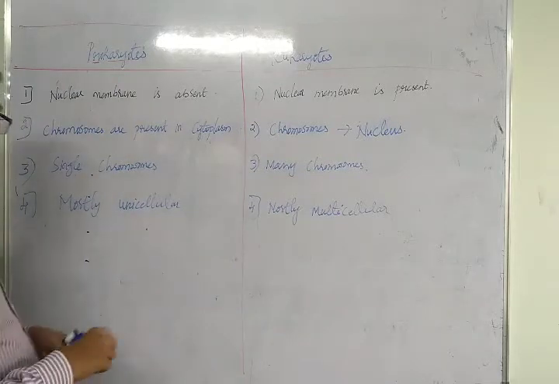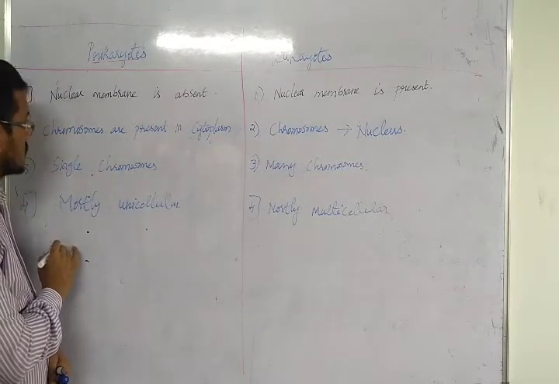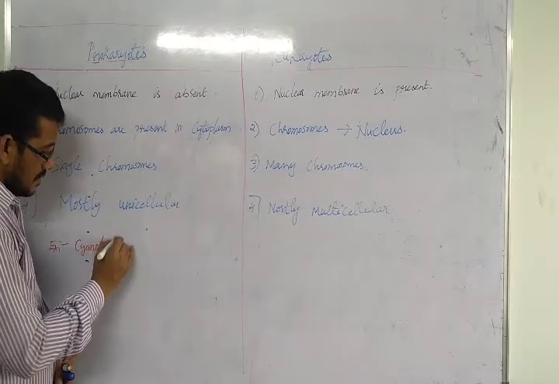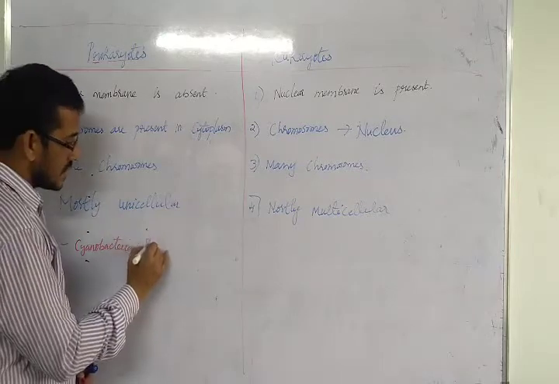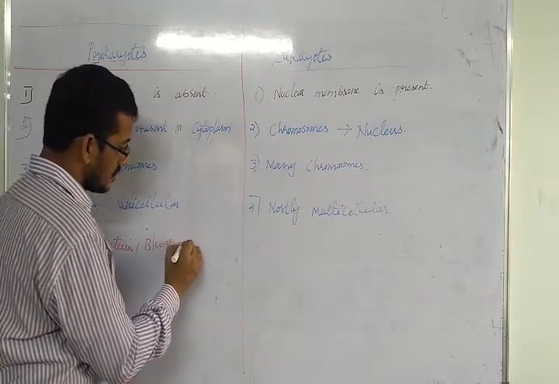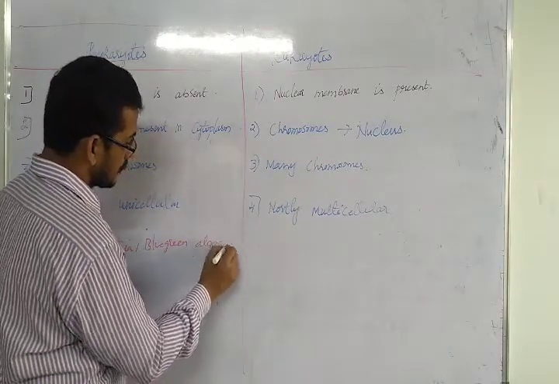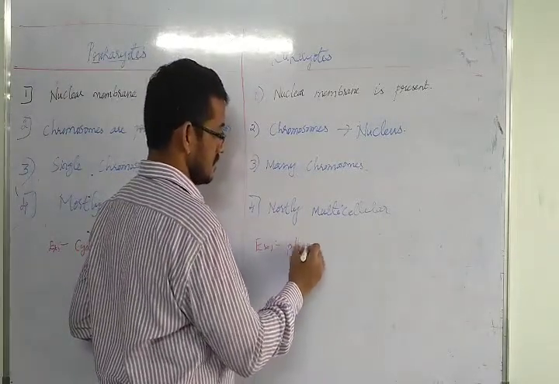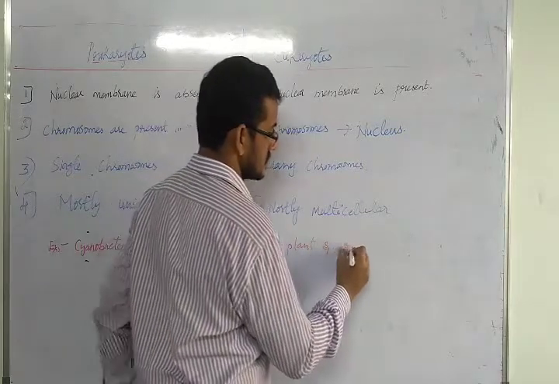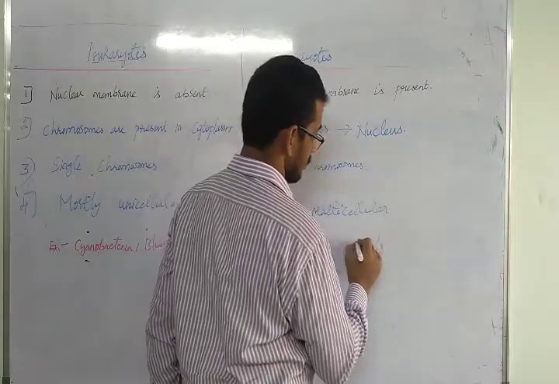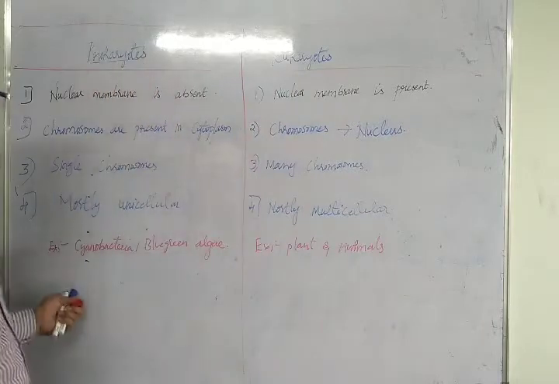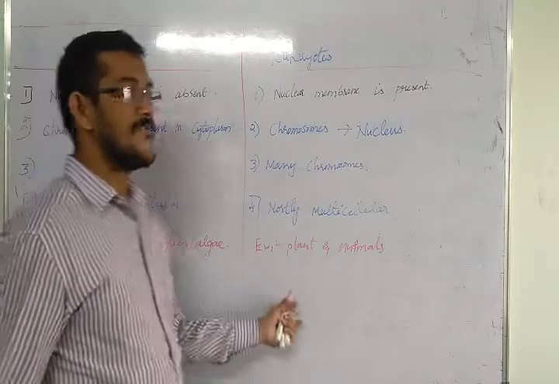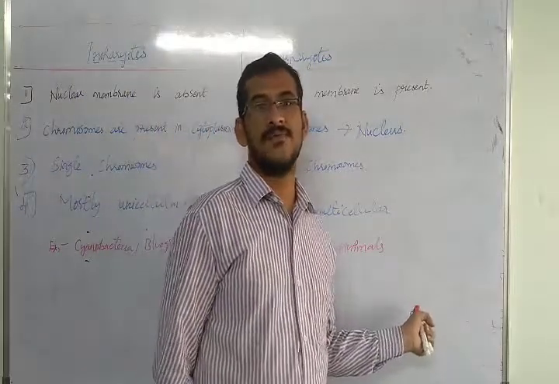Here examples are, for prokaryotics, cyanobacteria, blue-green algae, and here examples are plant cell and animal cell. Plant and animals. Example. Okay. And here only one cell will perform all the activities. Here different cells will perform different activities.